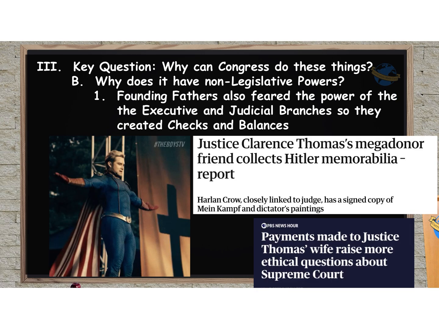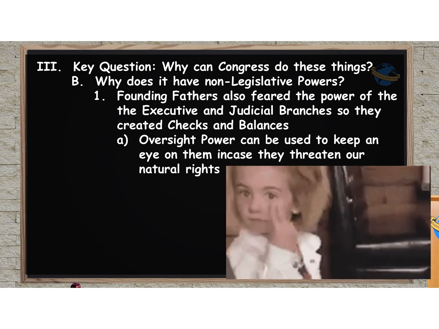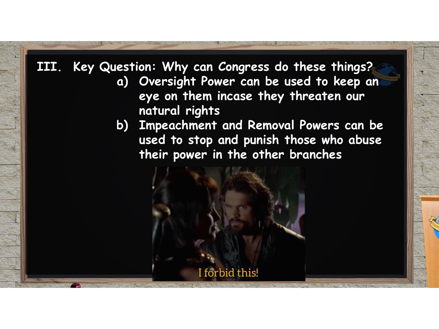Now, the Founding Fathers were also afraid of the power of the executive and judicial branches, so they created what they called checks and balances to keep the other branches in line. This is why we gave Congress the oversight power to keep an eye on the other branches in case they threaten our natural rights. This is also why they gave the House the power of impeachment and the Senate the removal power. It's a way of holding the other branches accountable and stopping them if they threaten our natural rights.